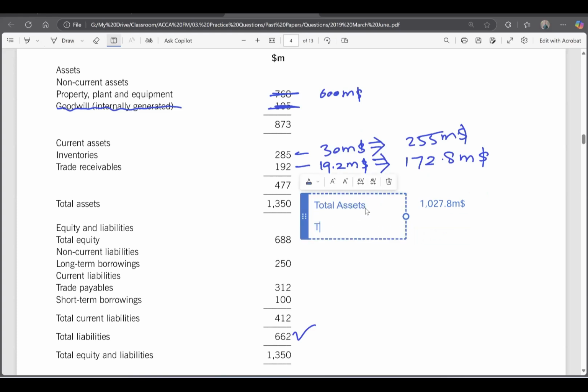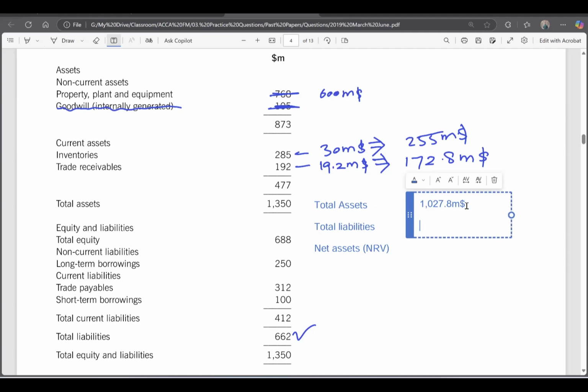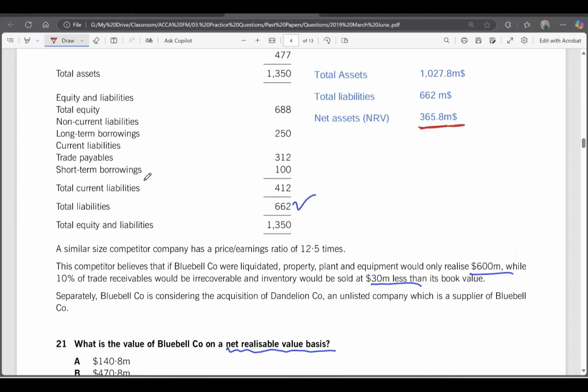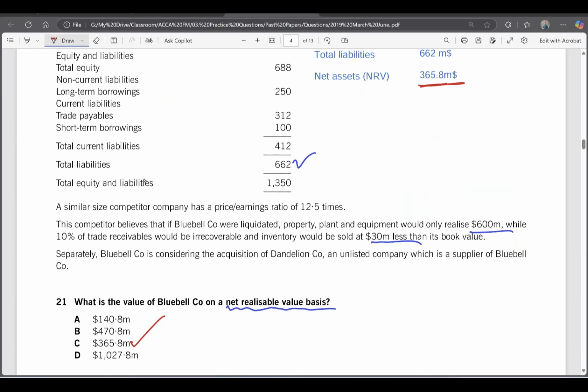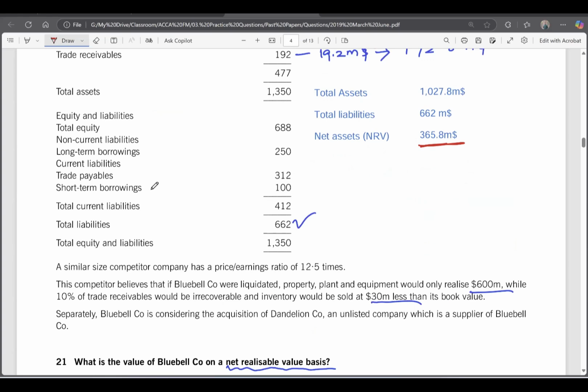So we will find the net assets using the NRV approach. $662 million. So what answer do we get? 662, 365.8 million. That is the value of this business. $365.8 million. So C is the answer. Okay, clear? So using the asset-based valuation, the worth of this business is 365.